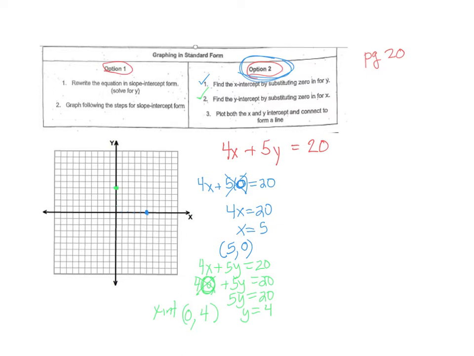Okay, so by doing that method, we have found the y-intercept to be 0, 4, and the x-intercept to be 5, 0. Two points are the minimum number of points that we need to make a line. And so our next step would be to plot the x and y-intercept. We've already done that. And then connect them to form a line.